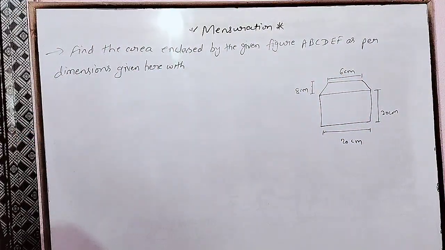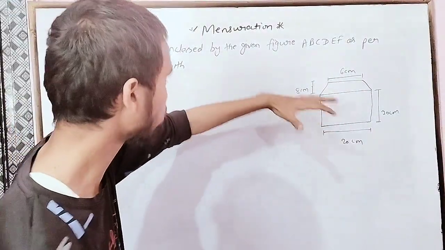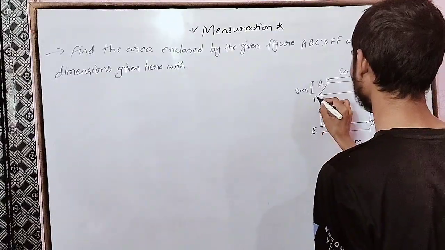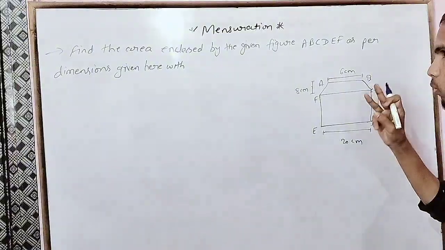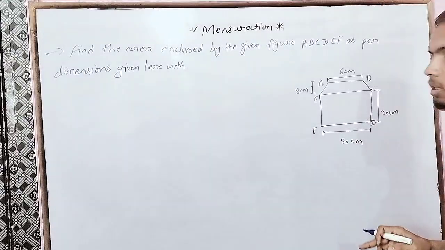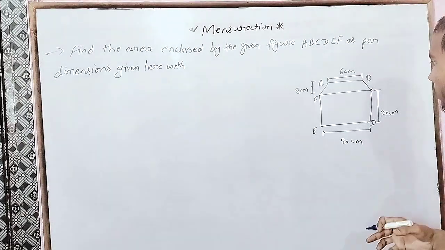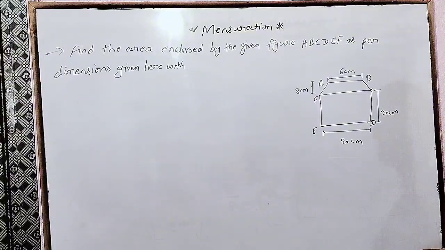Look at this figure. It is saying to find the area of this enclosed figure, which is A, B, C, D, E, as per the dimensions given here. We have two shapes: the first is a trapezium, and the second is a square, because the length is 20 centimeter as well as the breadth is 20 centimeter. That's why this is a square, and this is a trapezium.